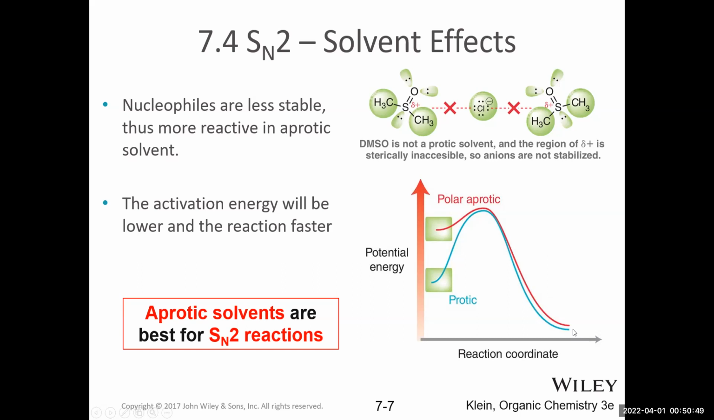Recall that polar aprotic solvents do not stabilize the nucleophile well. And as a result, the nucleophile is higher in energy and will have a lower activation energy to overcome for the reaction to take place. So the bottom line is we use polar aprotic solvents in an SN2 reaction because it enhances the rate of the reaction.